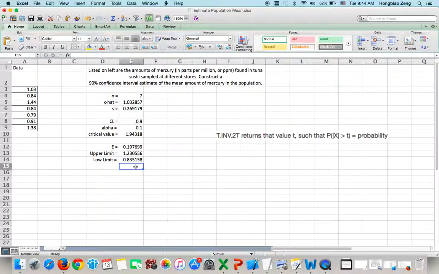Your confidence interval is from 0.835 to 1.23.